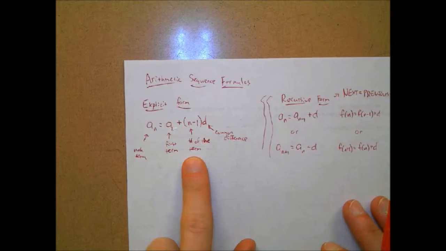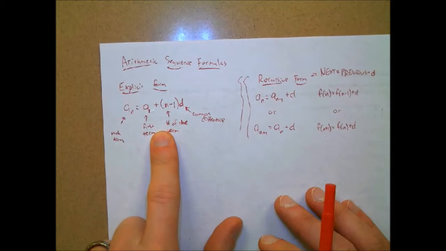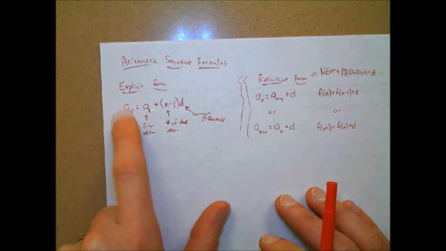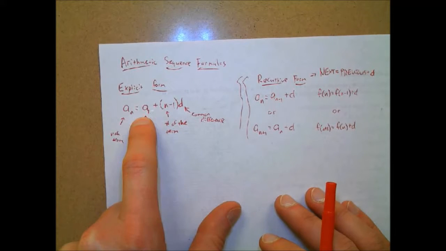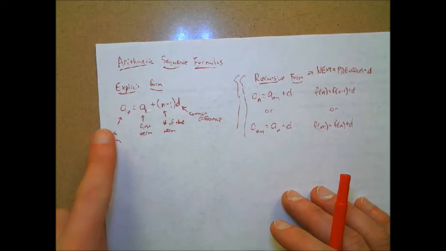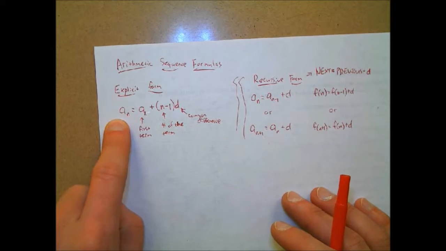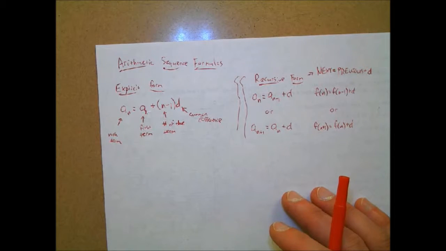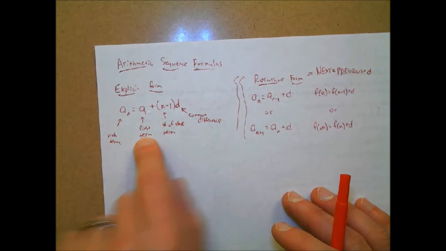Explicit allows us to find any term in a pattern as long as we know the first term and the common difference of the pattern. Explicit form allows us to find any term. We can find the 100th term, the 1,000,000th term, whatever, as long as we know the first term of our pattern and the common difference.